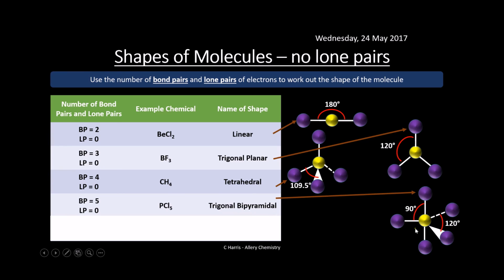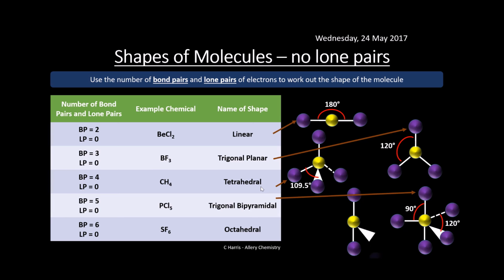Now we'll call it bipyramidal because if I draw a line from here to here, and then here to here, and then there to there, then we form this pyramid shape on the top. And we do the same on the bottom, we'll form a pyramid on the bottom as well. That's what we call bipyramidal. So it's trigonal bipyramidal.